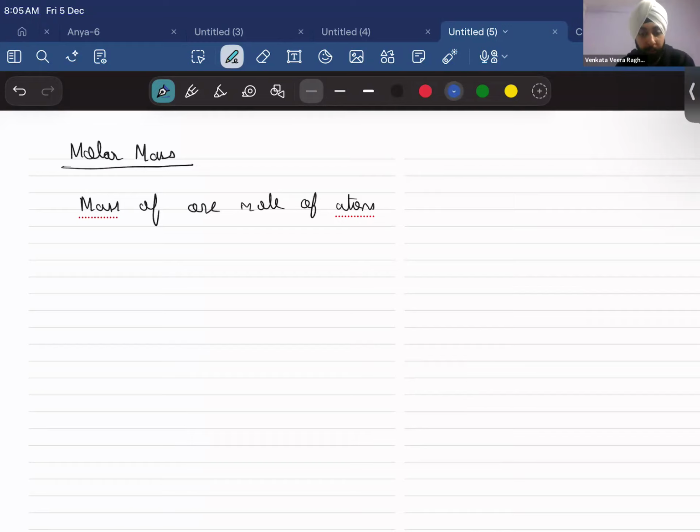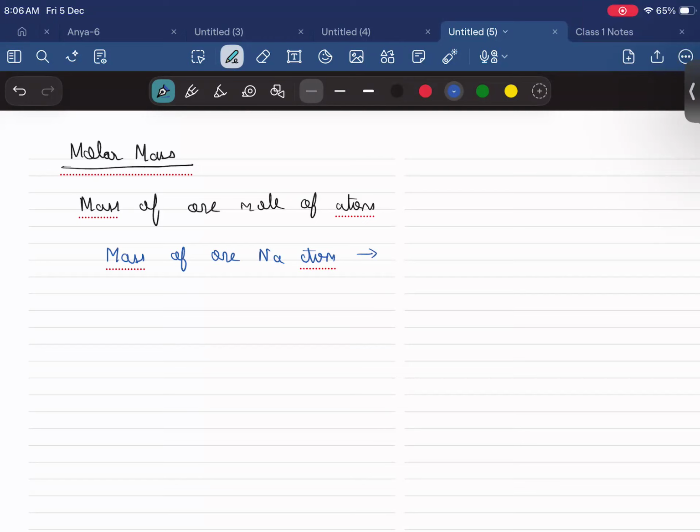Let's say I am taking one example, sodium. Can you guys tell me what is the mass of one sodium atom? Just one sodium atom? 23 grams. No, AMU. Yes, 23 U.